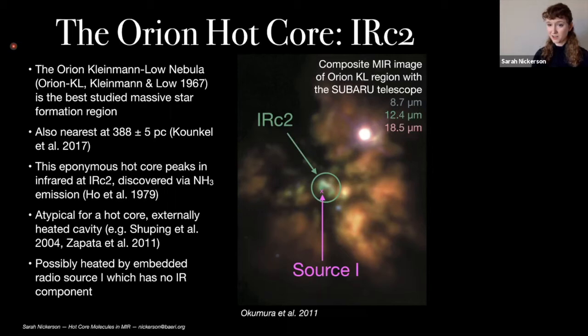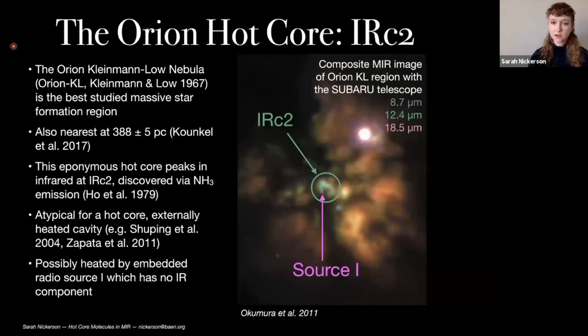Most hot cores are internally heated. It's the region of molecular chemistry surrounding the protostar. However, IRC2 seems to be externally heated, and so it's more of a cavity or a window looking into an obscured source. One of these possible sources would be radio source I, which is very nearby. Radio source I doesn't have an infrared component, and IRC2 doesn't have a self-luminous component, and so they seem to be a good fit for each other. And radio source I is probably heavily obscured, which is why we don't see it in the infrared.